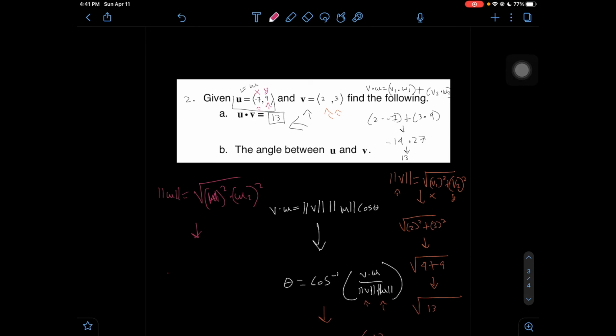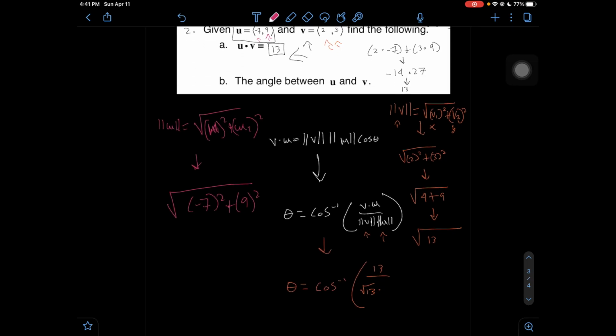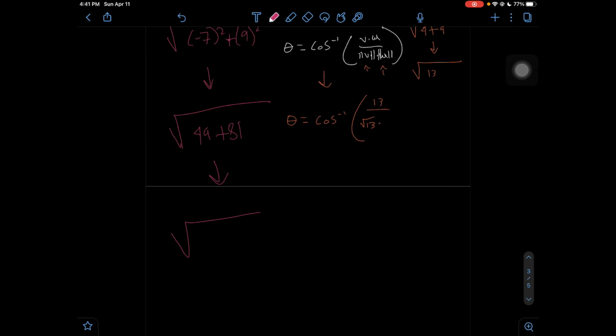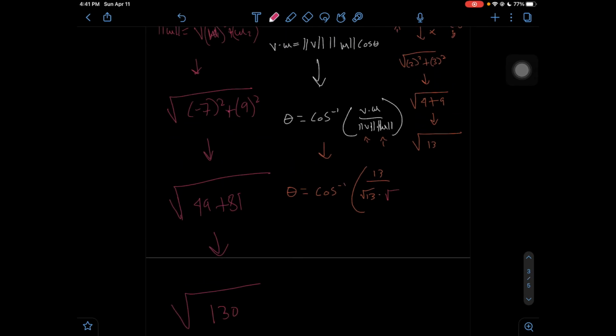Let's go ahead and substitute that into our equation. So we have negative 7 squared plus w2 squared, which is our y value of 9 squared. Well, we know negative 7 squared is positive, so we have the square root of 49, and 9 squared is 81. 49 plus 81, and we take the square root of that number. Well, we know 49 plus 81 equals 130, and so that's going to be our second term in our denominator.